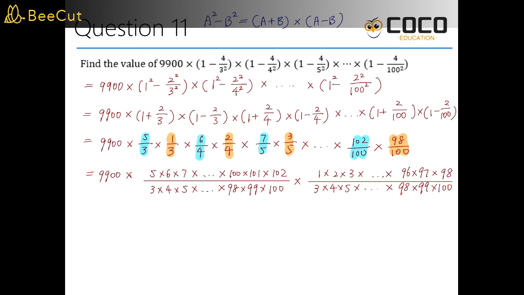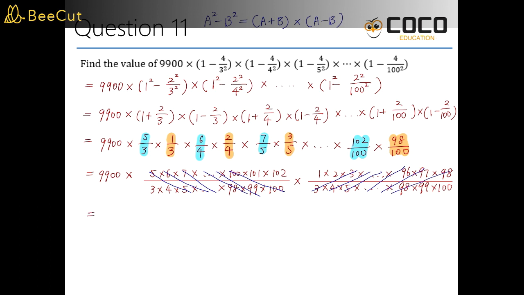So let's cancel the common factors. For the first group, there's 5 over 5, 6 over 6, 7 over 7, all the way to 100 over 100. For the other group, it is 3 over 3, 4 over 4, 5 over 5, all the way to 98 over 98.